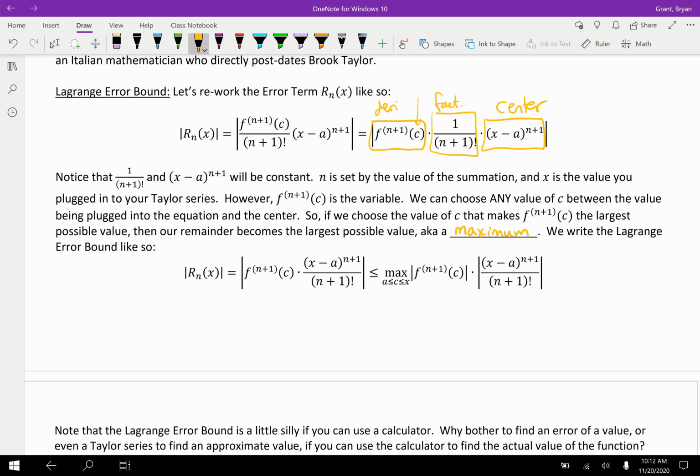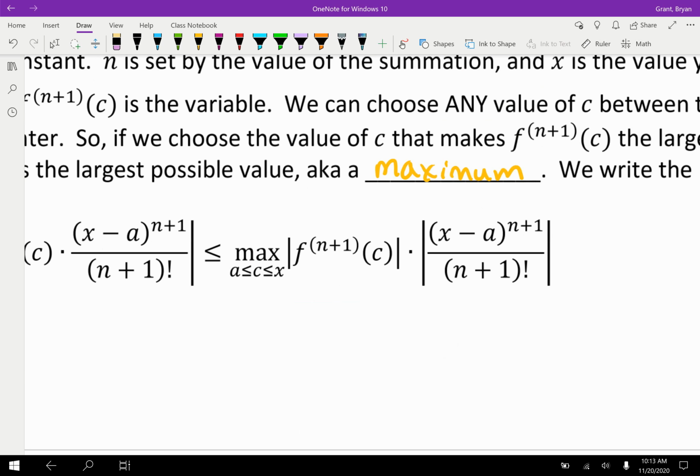So how do we write this? What are we trying to do? Well, we're saying that the remainder could be some exact value. But instead of it being the exact value, we're just going to find the biggest value it can be and then say, well, we might not be able to find the exact value, but we at least know what the exact value is less than. And we show that by taking this piece at the end, that's constant, it's going to be exactly the same, but the new piece is this max piece.